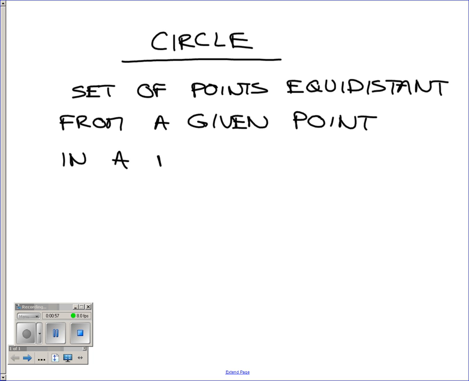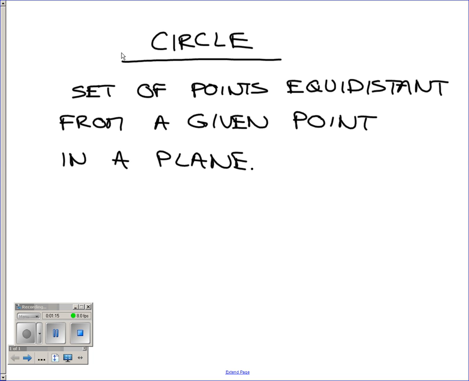because if you don't put it in a plane, instead of that being a circle, that's a sphere definition for space. Set of points equidistant from a given point, that would be a sphere. When we put on that tag in a plane, then that is a circle. So let's take a look.